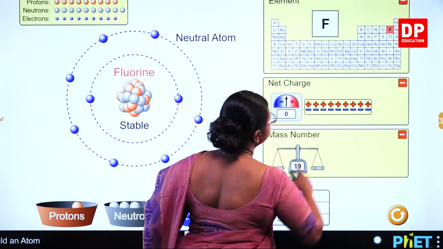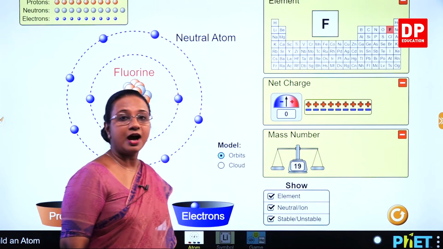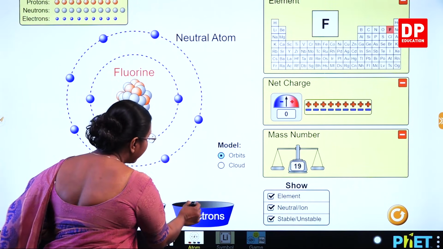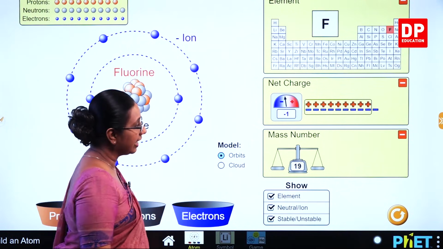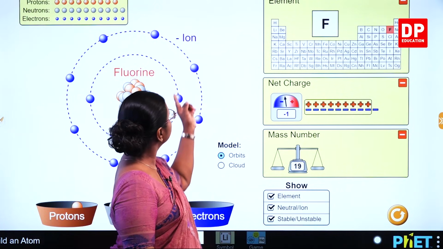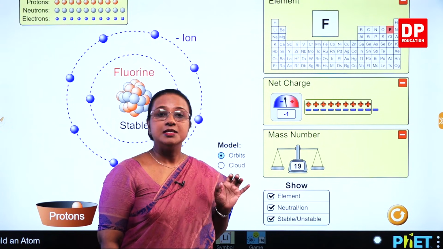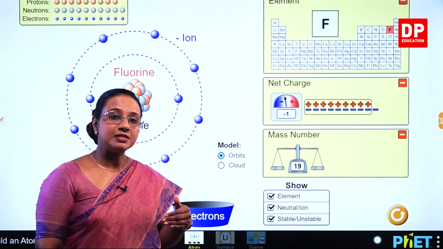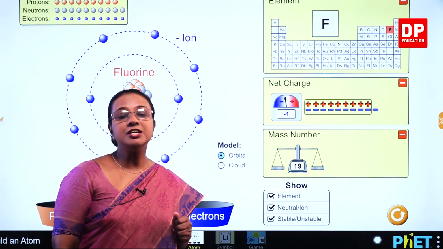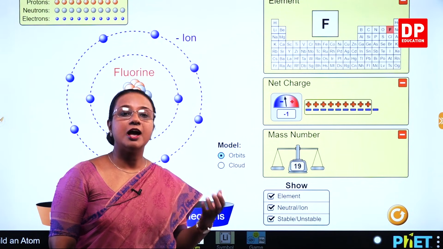Similarly, you can look at the charges here. The positive charges and the negative charges are equal. So, it is a neutral atom. But once we put in another electron, there is an additional negative charge. So, the atom becomes an ion, a negative ion. Similarly, there are elements that can lose electrons and become positively charged ions, which are known as positive ions.